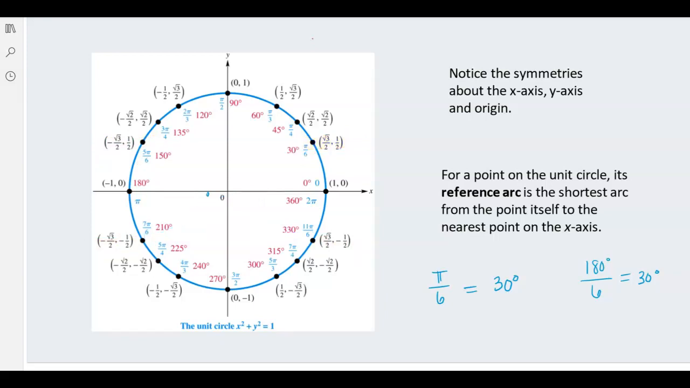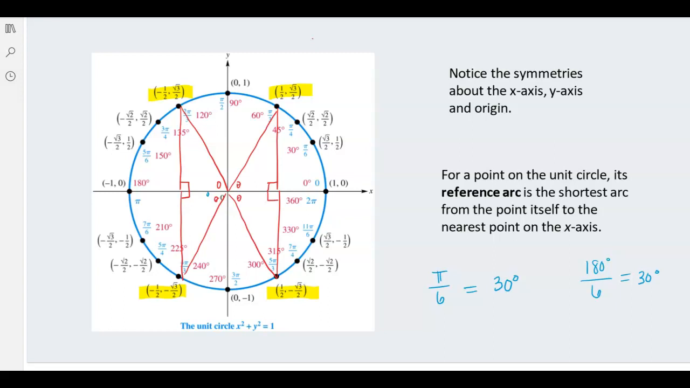I have that same idea for, let's say here, pi over 3, 2 pi over 3, 4 pi over 3, and 5 pi over 3. Again, these are all going to be triangles that are identical, just in different locations, like this. Remember that the right angle is always sitting right next to the x-axis, and then the angle is sitting right next to the origin.